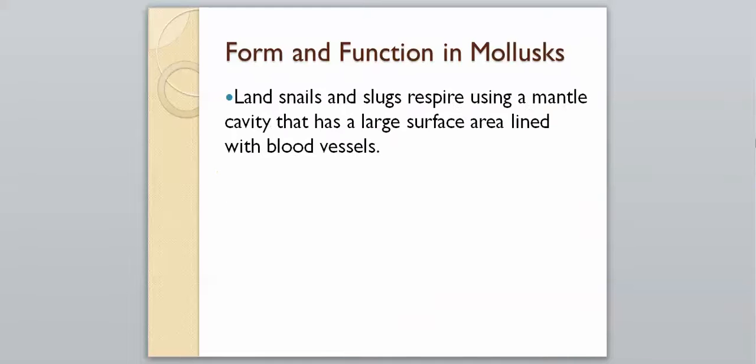And then land snails and slugs will breathe, or respire, using a mantle cavity that has a large surface area lined with blood vessels. So that's just going to be so things can pass in and out very easily, probably through the process of diffusion as well.